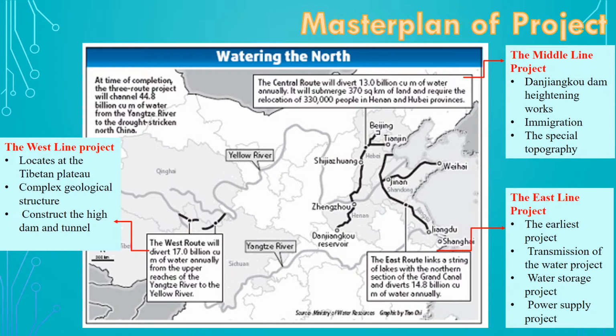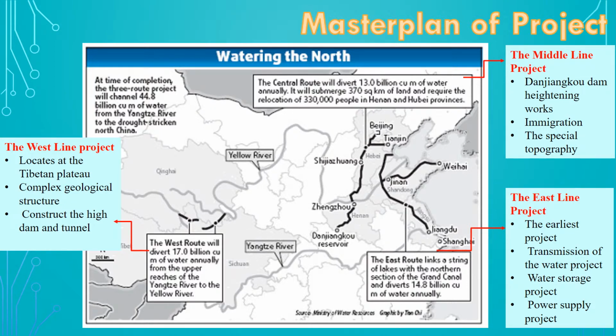based on the current river transfer project, the river channel renovation of the Grand Canal project, and the Huai River treatment project. The East Line project is divided into three parts, which are the water transmission project, the water shortage project, and the power supply project.